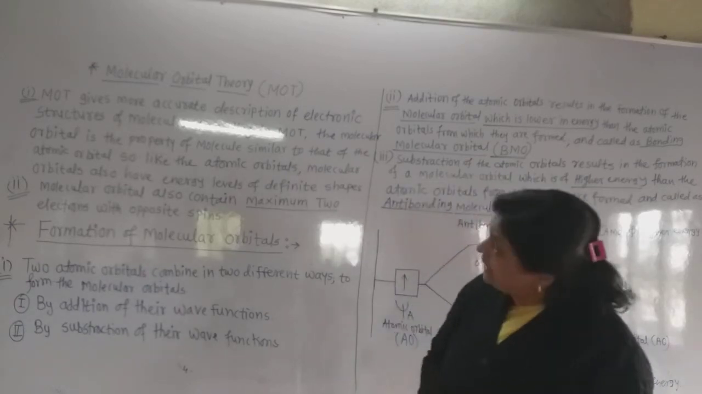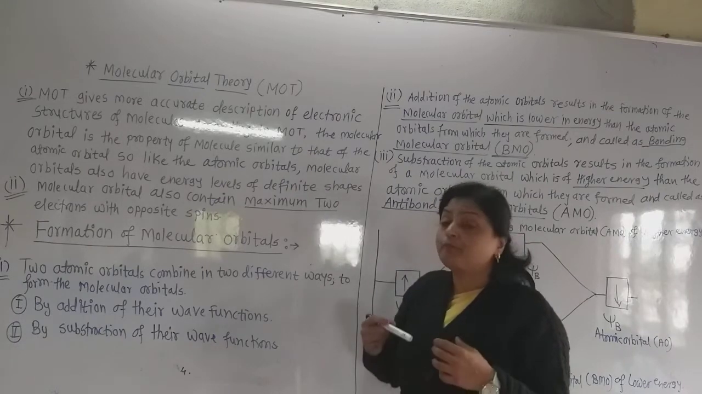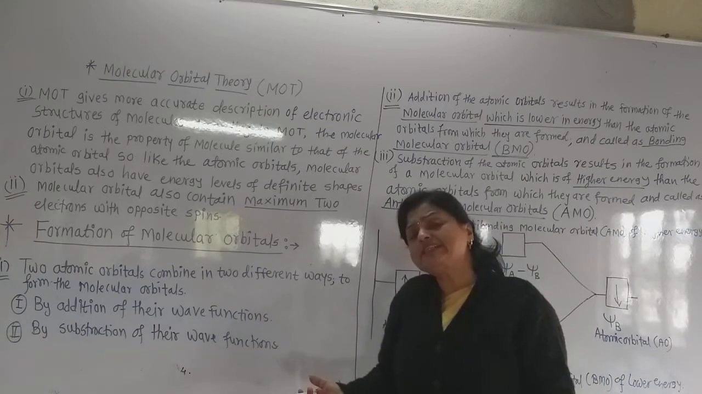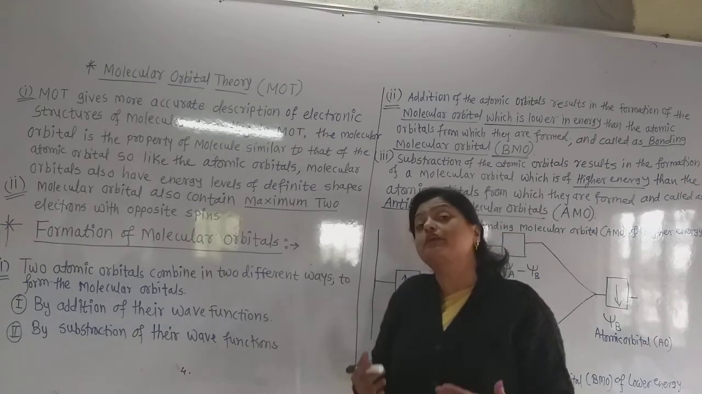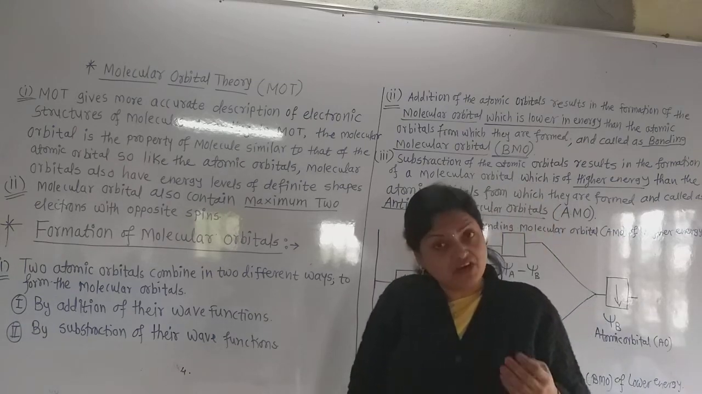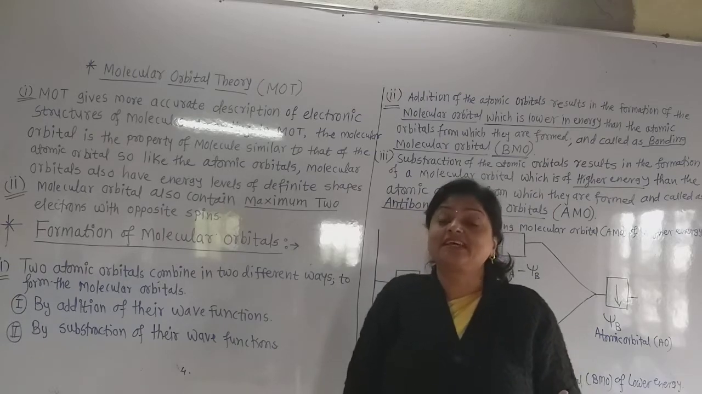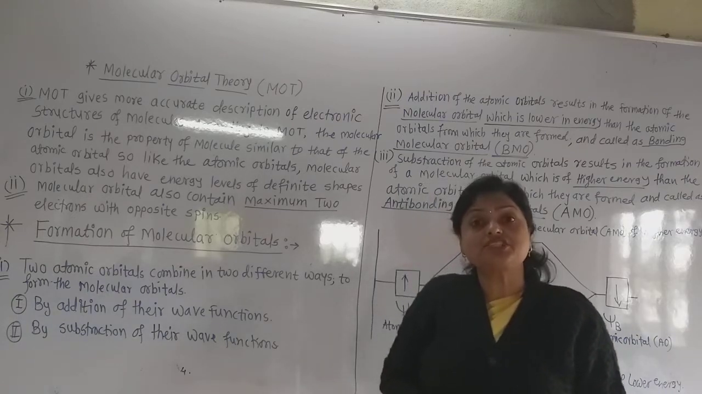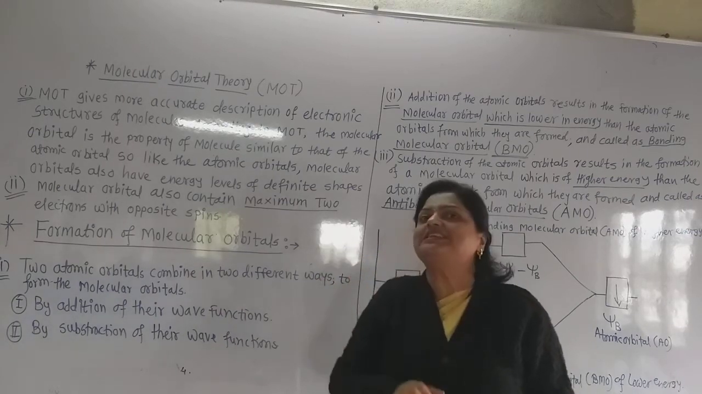According to molecular orbital theory, the molecular orbital is a property of the molecule, just as atomic orbitals are the property of the atoms. Now you know which are the atomic orbitals: 1s, 2s, 2px, 2py, 3s, 3px, 3d, and so on. These are the atomic orbitals. Like atomic orbitals, there are also molecular orbitals.